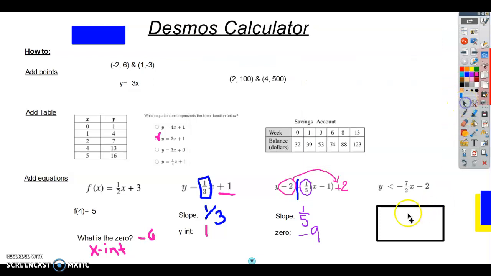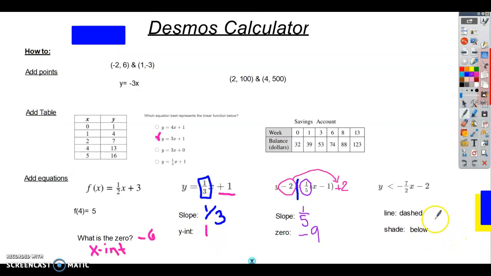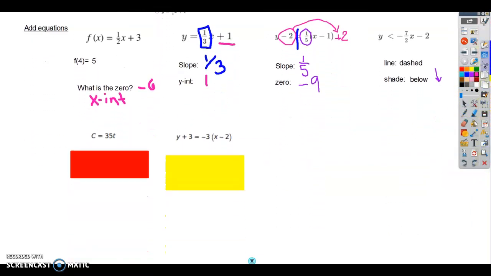So let's answer these questions. What type of line is it? It is a dashed line because of the symbol. And which way is it shaded? It's shaded below. And below means that we are shading down. Okay? Let's answer a few more questions, and then you guys are going to be working some problems out. How do you graph this type of line?